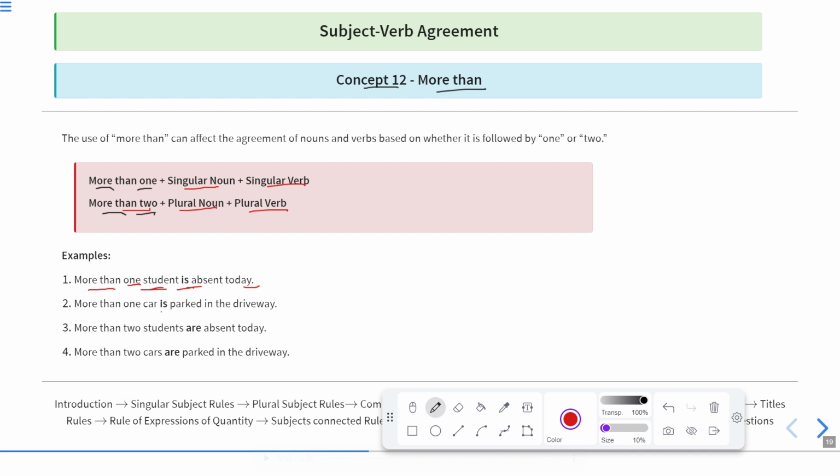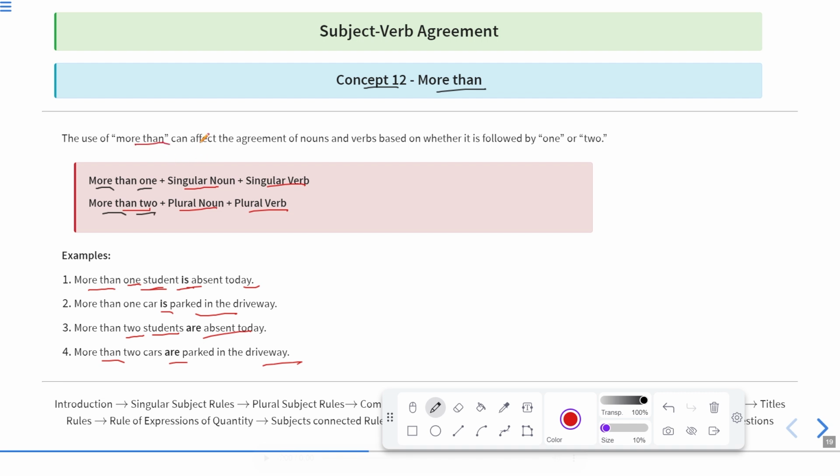More than one car is parked in the driveway. More than two students are absent today. More than two cars are parked in the driveway. Okay, so we can use "more than one" and "more than two", but after "more than one", we can only have a singular noun and a singular verb. Whereas with "more than two", "more than three", "more than four", "more than five", and so on up to more than anything, in that case, we use a plural noun and a plural verb. Okay, so this is how we use this rule, "more than one" and "more than two".